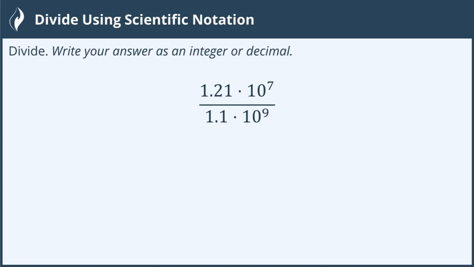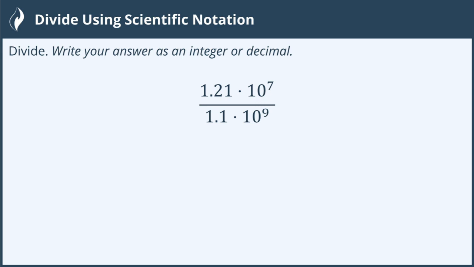In this video, we have some scientific notation that we're going to be dealing with. Scientific notation helps us write numbers that are very large or very small in a concise way. So 1.21 times 10 to the 7th is a very large number. 1.1 times 10 to the 9th is also a very large number.